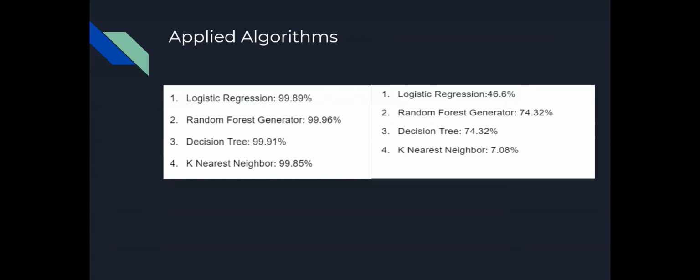So I applied 4 algorithms: logistic regression, random forest, decision tree, as well as k-nearest neighbor. On the left-hand side, what we're looking at is an algorithm that was used with a specific accuracy metric. So on the left-hand side, the metric to measure all those percentages was accuracy. All right. And I knew pretty much almost immediately that something was off, just because those are very good percentages.